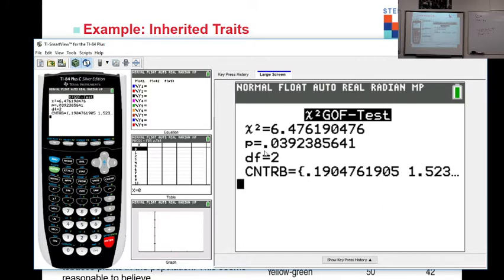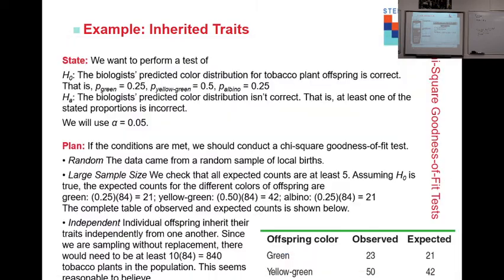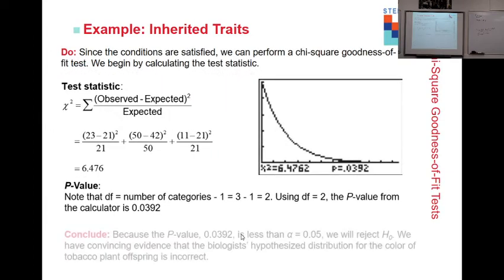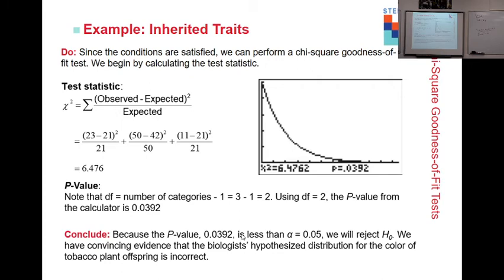So there's our chi-square value, degrees of freedom is 2. There's our p-value. Oh, it's 0.0392. That's less than our alpha level 0.05. So we are going to reject our null hypothesis. So here's all those details.